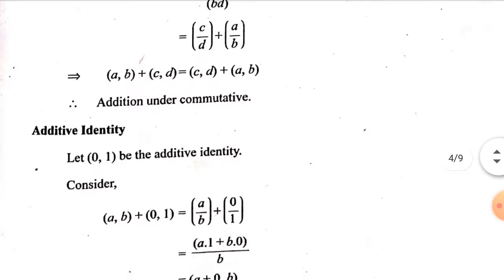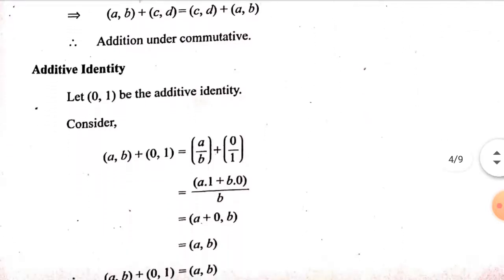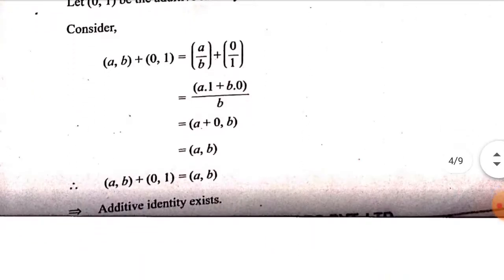Now, identity. Here we are taking an identity (0, 1). Under addition, the identity will be a plus 0 equals 0 plus a equals a; you should get the same element. For that sake, we take (a, b) + (0, 1) equals (a, b), which can be written as a/b plus 0/1. Using the addition property, you get a/b, the same element, so (0, 1) is an identity.